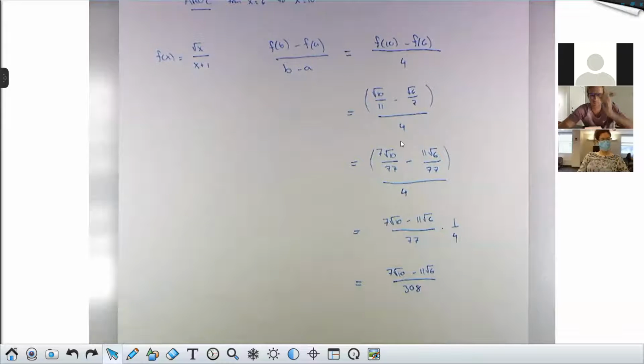But it's a matter of taste. Is this any nicer than this? I don't know. And certainly this is correct. I would accept this. If all I asked for was the average rate of change, this is fine.